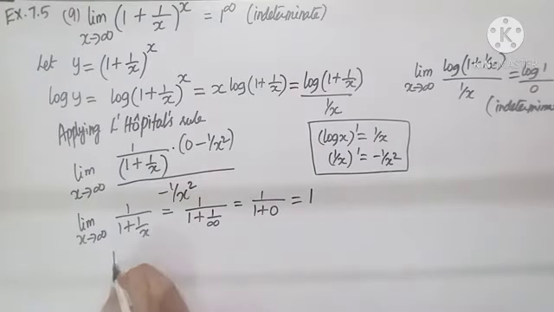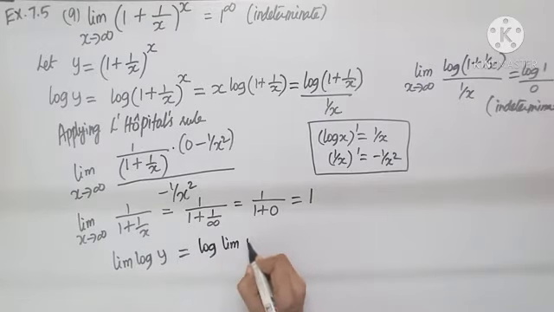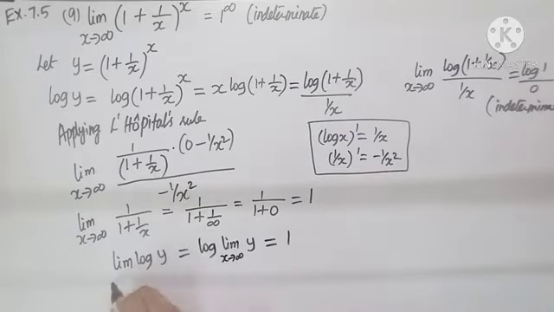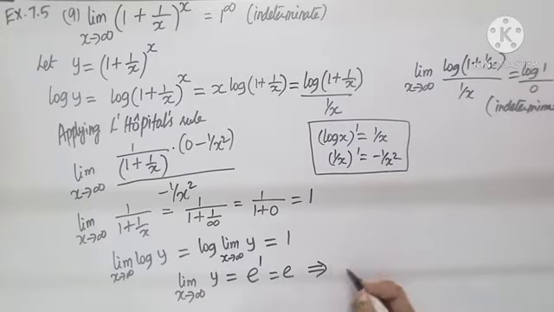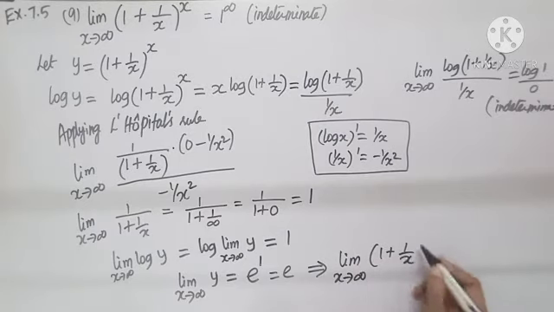Let us remember the rule. Limit of log y, or log of limit y, my answer is 1. What is the limit given? x tends to infinity. When I don't want log, I simply write limit x tends to infinity y is e power 1. With logarithm, my answer is 1. If I remove logarithm, it will become e power 1, which is e. Take and write the answer. The given question, limit x tends to infinity (1 plus 1 by x) whole power x is equal to e.